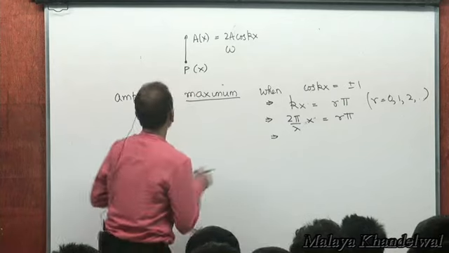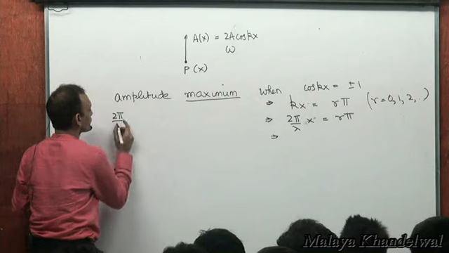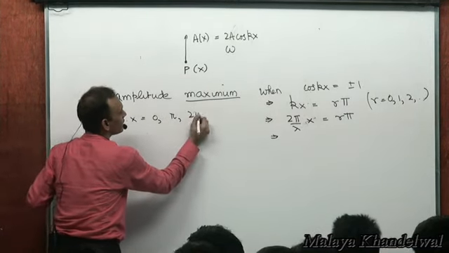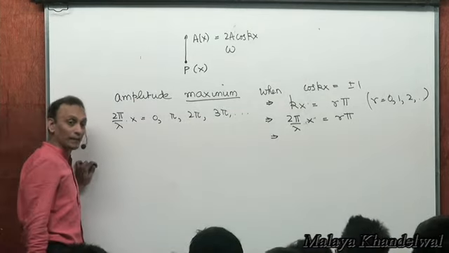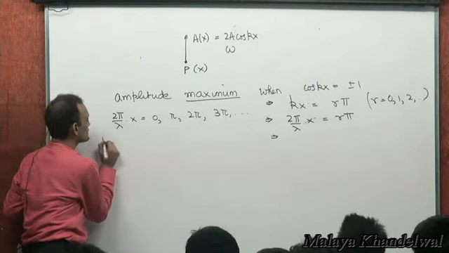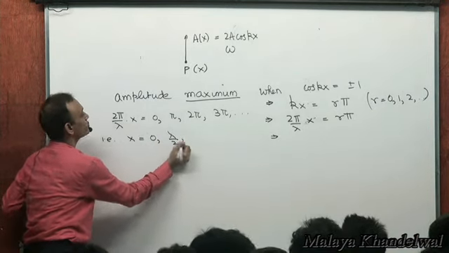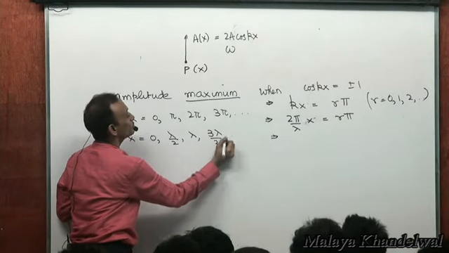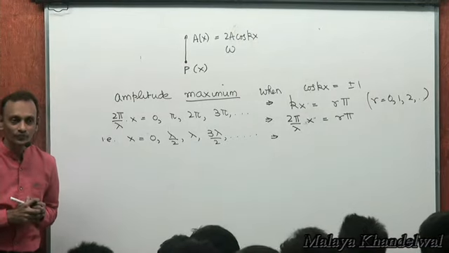Right? See, 2 pi by lambda into x can be 0, pi, 2 pi, 3 pi, and so on and so forth. At these values of x, amplitude is 2a and is equal to the maximum it could be, right? That means at x equal to 0, at x equal to lambda by 2, at x equal to lambda, at x equal to 3 lambda by 2, at these values of x, you get a maximum amplitude. Yes or no? Yes, sir.